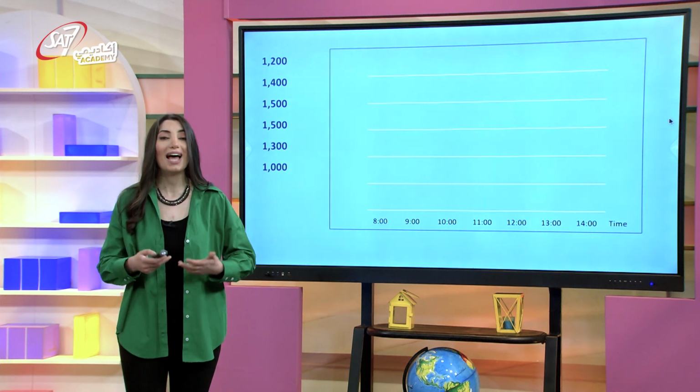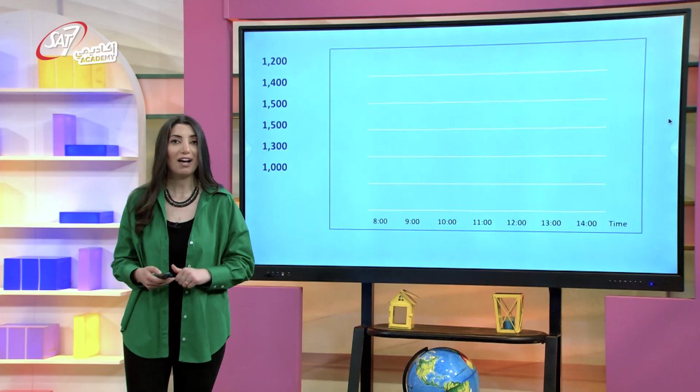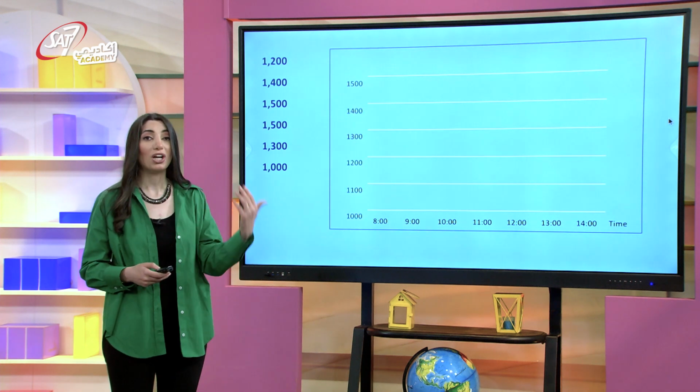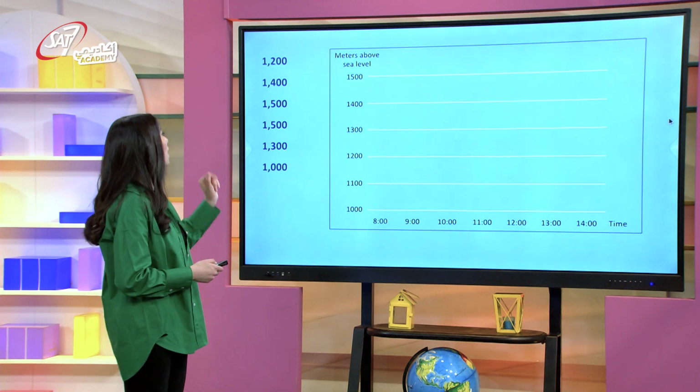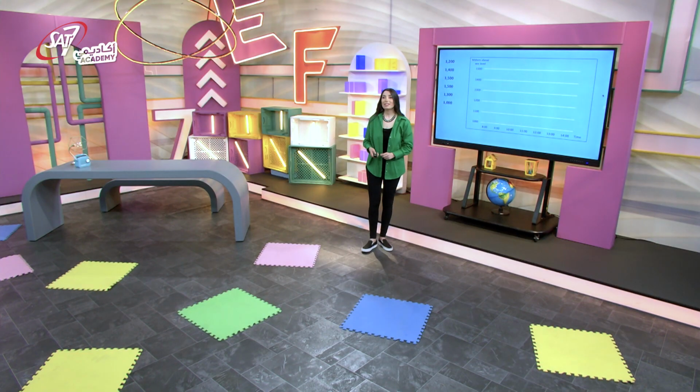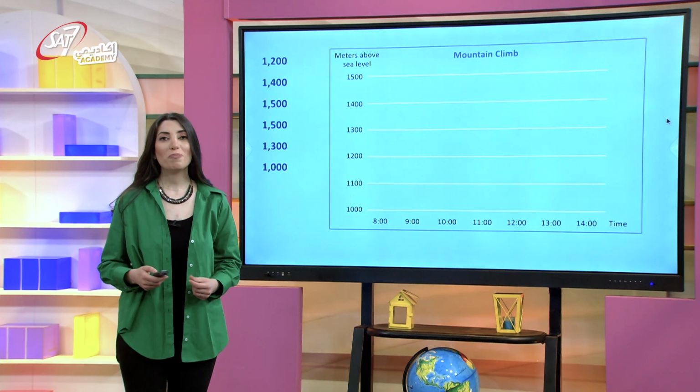Anyway, we do not have enough space to fit 500 numbers. We can skip count by 100. So we'll have 1,000, 1,100, 1,200, all the way to 1,500. Let's now add a title, Mountain Climb, and then the points.